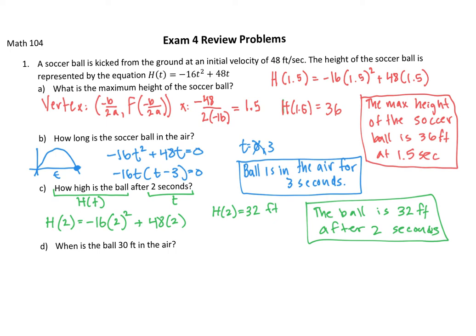Okay, and then the last question on here says, when is the ball 30 feet in the air? So when is my independent variable, my t, and 30 feet in the air is my h of t.